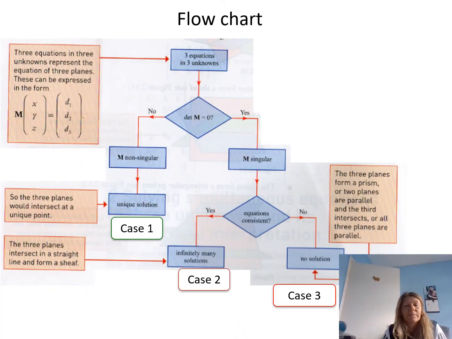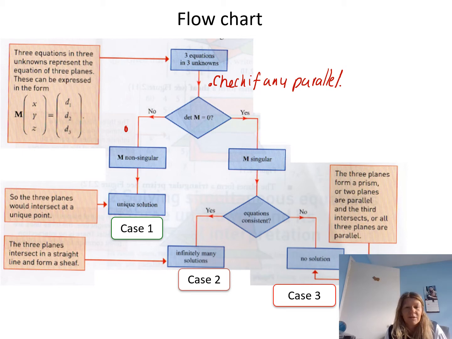Okay. So here's a little flow chart you might find useful when you're sorting this out. Really, you get three planes, three unknowns from some sort of weird question. I would say check here. Check if any are parallel. Or you could do that at a later stage also, because you could do it there or there. Then look for the determinant.